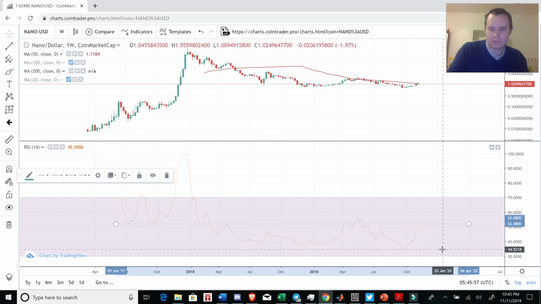Now, when an asset is at 30 or less, it's considered oversold. And you can see that we hit 34 on the weekly. When it's 70 or more, it's considered overbought.